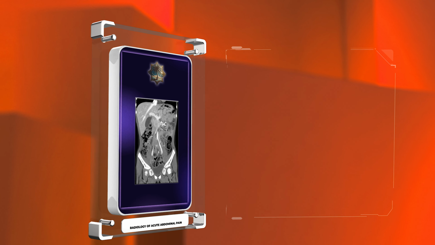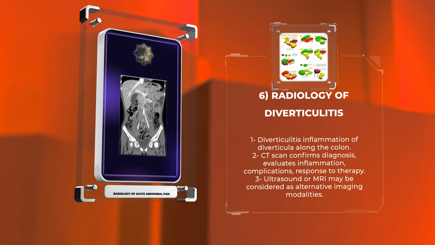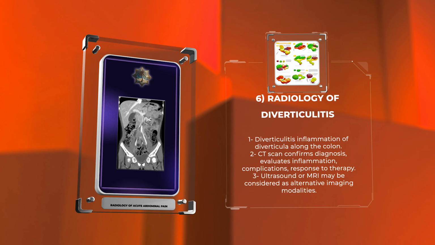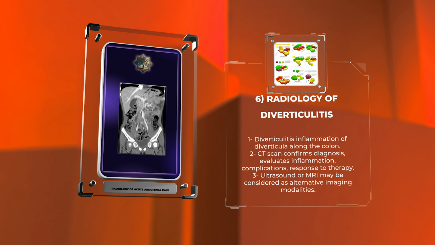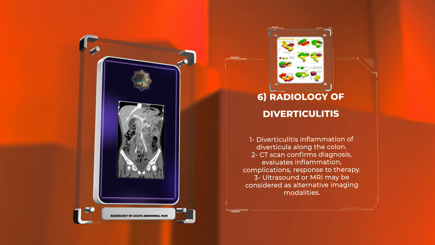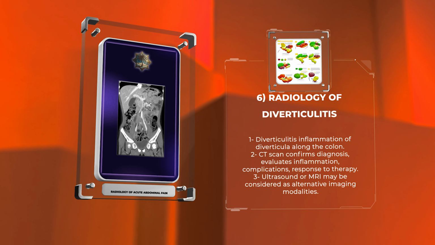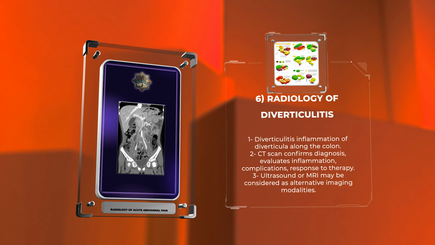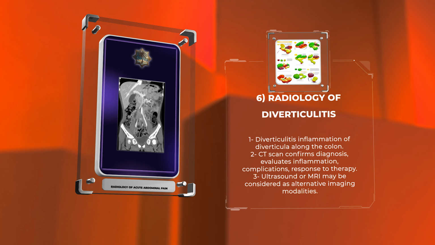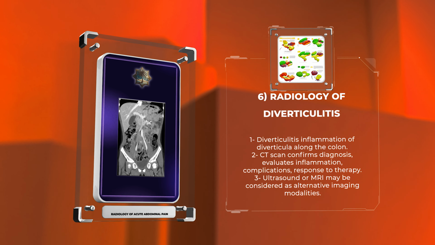Diverticulitis refers to the inflammation of diverticula, which are small pouches that develop along the colon. Imaging plays a critical role in confirming the diagnosis, evaluating the extent of inflammation, detecting complications, and assessing response to therapy. The initial imaging modality for suspected diverticulitis is CT scan. It helps identify inflamed diverticula, wall thickening, pericolonic fat stranding, abscess formation, and complications such as perforation or fistulae. In certain clinical scenarios, an ultrasound or MRI may be considered as an adjunctive or alternative imaging modality.